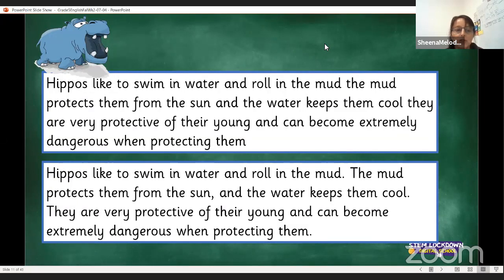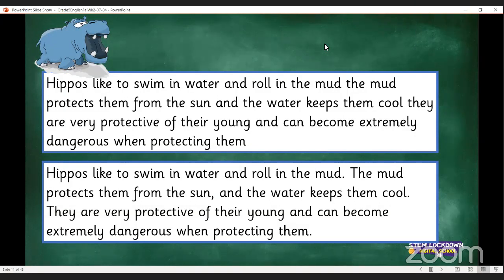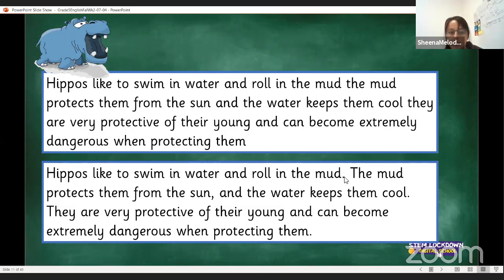Right, now I'm going to read the second paragraph with punctuation. Okay. Hippos like to swim in water and roll in the mud. The mud protects them from the sun and the water keeps them cool. Now, do you notice that the full stop over here stops the sentence? So I know that I've said what I've had to say.